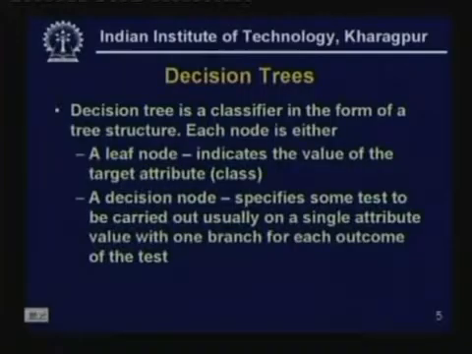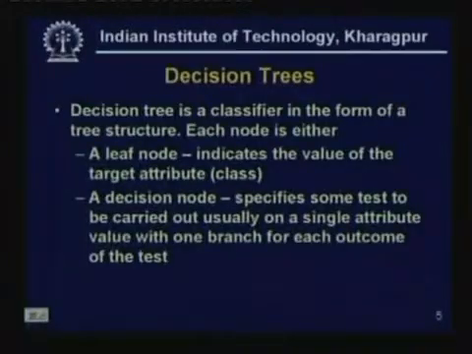So, let us come to what a decision tree is. A decision tree is a classifier in the form of a tree structure. A decision tree is a tree through which we make decisions. The tree in the decision tree has a number of nodes. The leaf nodes indicate the value of the class or the value of the target attribute. You have a set of training examples. The training examples consist of a number of features or attributes. One of the attributes is the target attribute, which denotes the class that you are trying to learn.